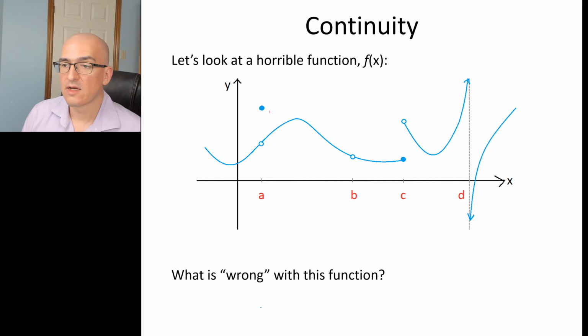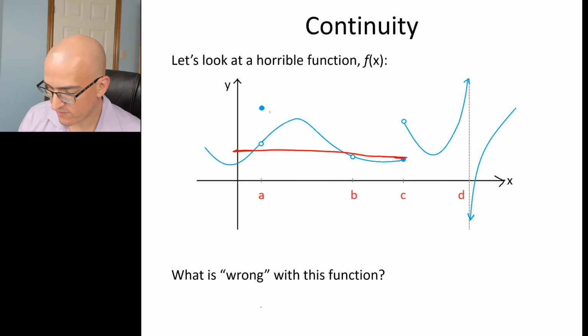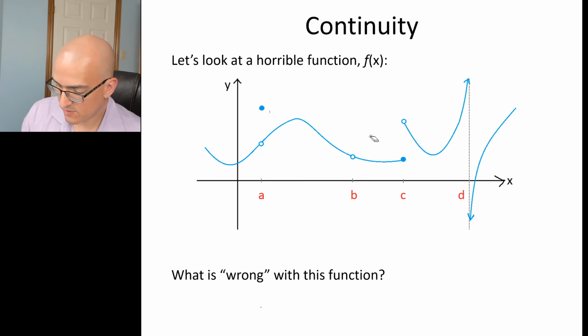At c, there's a different problem. There's a jump in the graph. The graph goes abruptly from a y value of that, whatever that is, to this y value, whatever that is. It's not continuously changing from a lower y value to a higher one, or from a higher one to a lower one. It's abruptly jumping. This is called the jump discontinuity for obvious reasons.